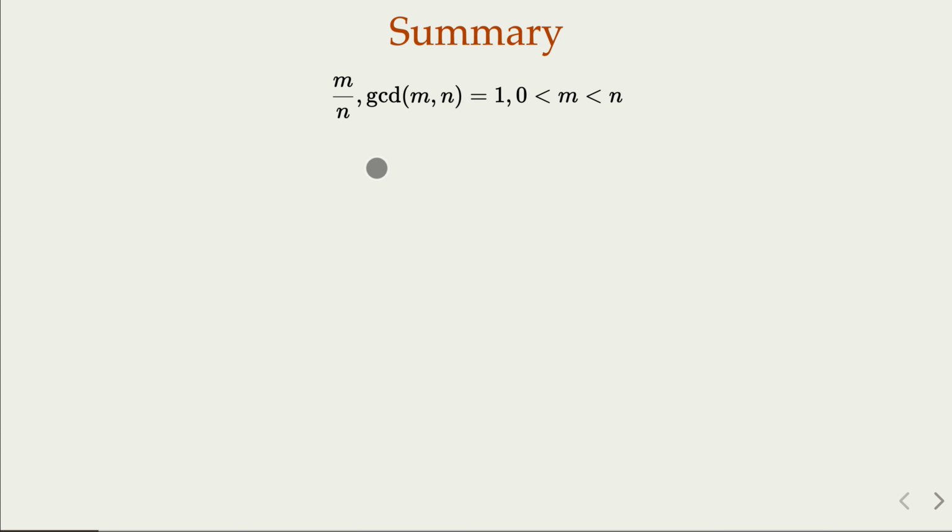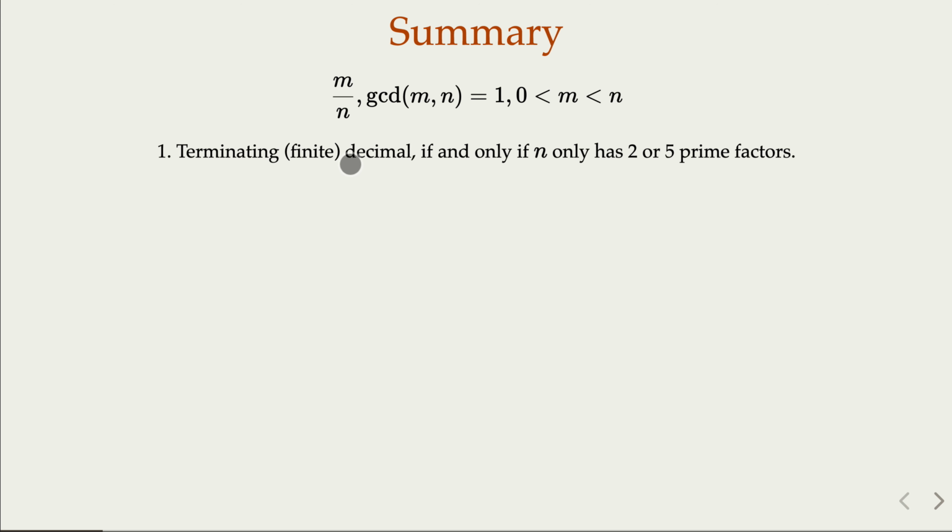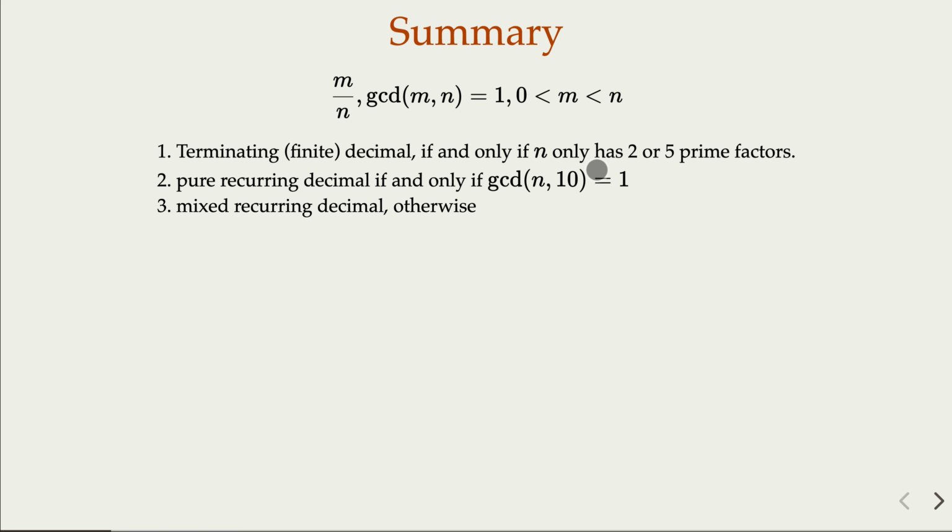In summary, what we learned earlier is that if n contains only prime factors 2 and 5, some 2 raised to a power and 5 raised to a power, then it's a finite, terminating decimal. Otherwise, if n is relatively prime to 10 and does not contain any 2 or 5, then it's a pure recurring decimal. In the other case, if it contains 2 or 5 and also some prime other than 2 and 5, then it will be a mixed recurring decimal. All right, so that's what we learned so far.